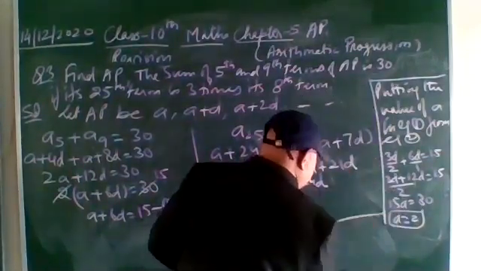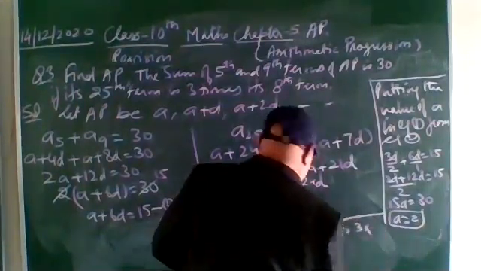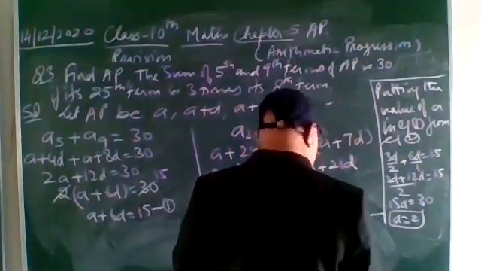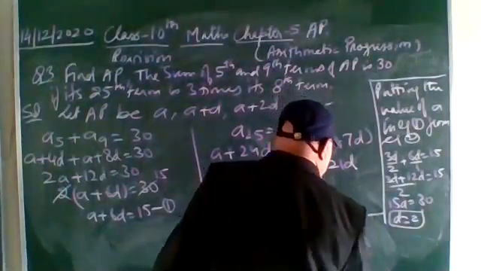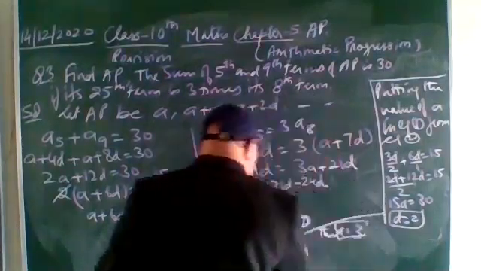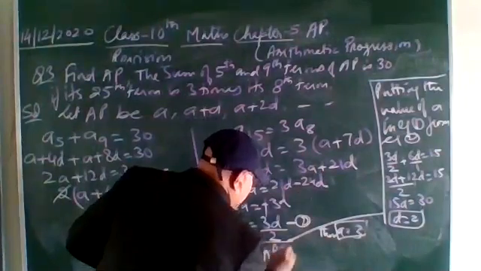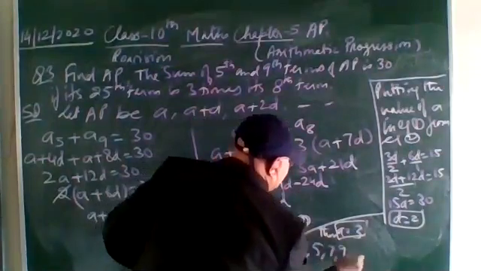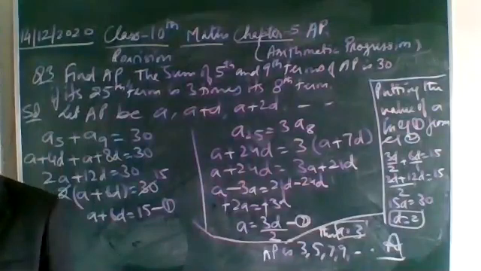Then A is what? 3A... D is 2, then you will say A is 3. A is 3. The AP is first number 3, then 5, then 7, then 9, and so on. This is the way you have to do the question.